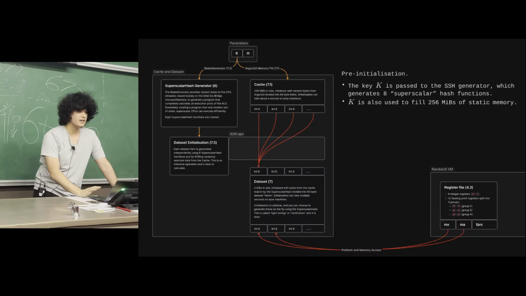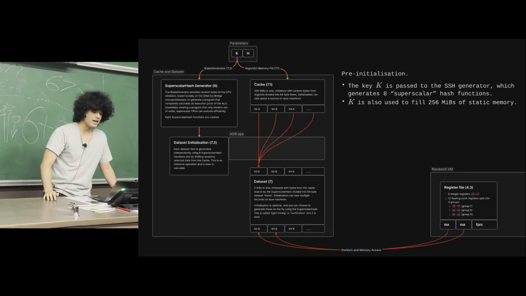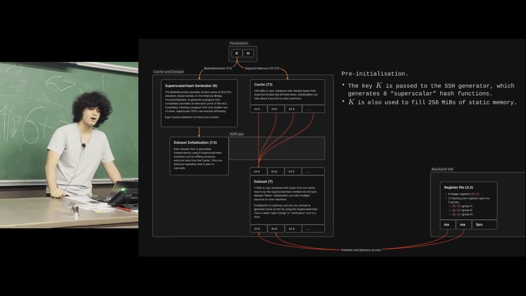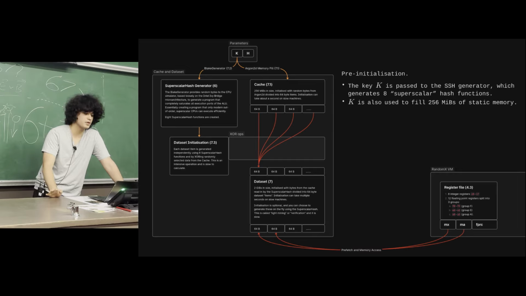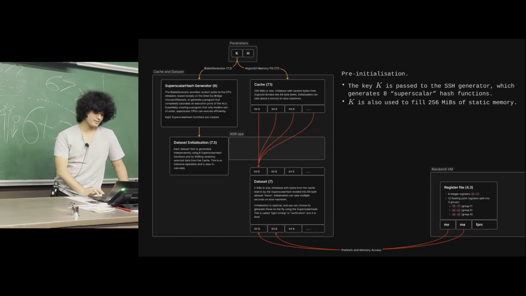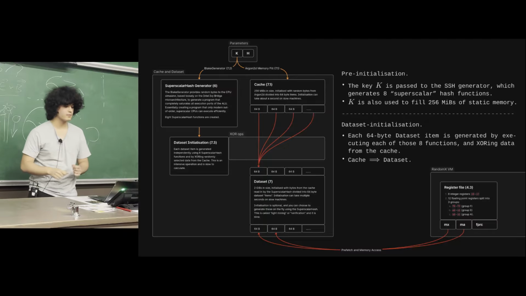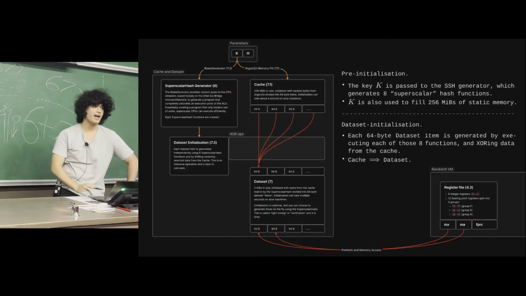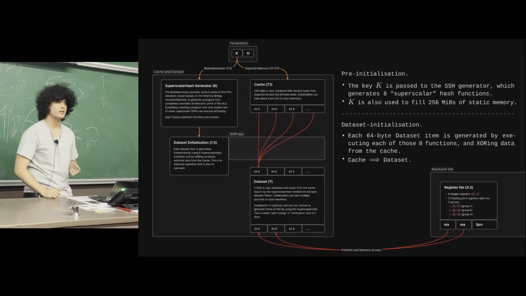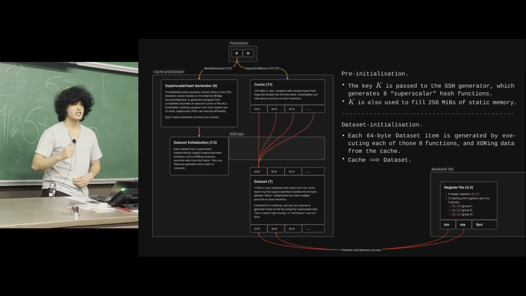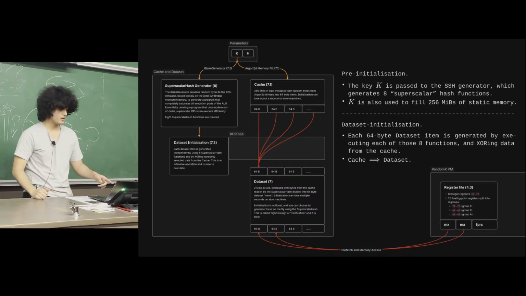The word superscalar is the key here. To generate these hash functions, RandomX basically simulates a modern superscalar CPU to decide what instructions to emit to artificially saturate any host CPU. The simulator takes entropy and spits out instructions. Then, in dataset initialization, we want the items. Each 64-byte dataset item is generated by executing each of those 8 functions and then XORing data from the cache, right? So if you want to mine fast, you can actually generate the entire 2 gigabytes up front.